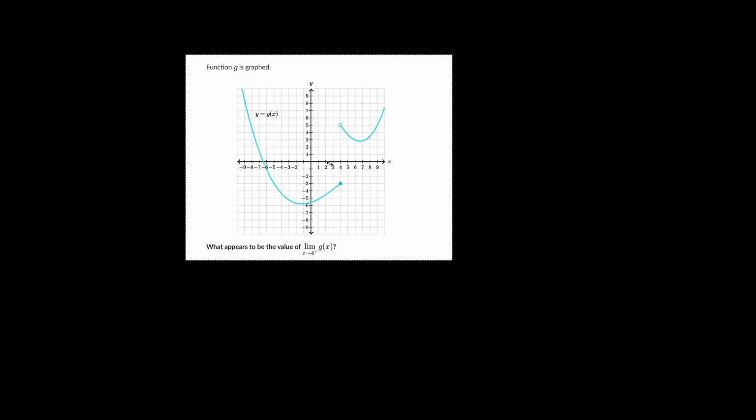We have this: the function g is graphed. What appears to be the limit of g of x as x approaches 6 from the negative side? So let's see. There's an asymptote there, so that is unbounded. Okay. The function g is graphed. What appears to be the limit of g of x as x approaches 4 from the positive side? So 4 from the positive side, 5. Yep.